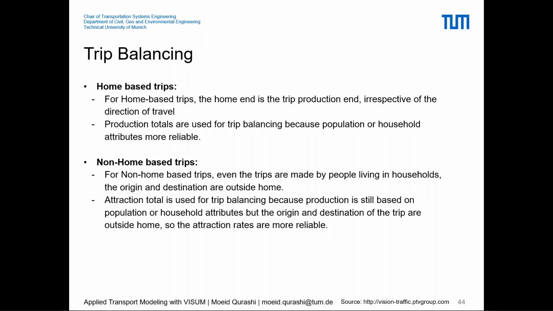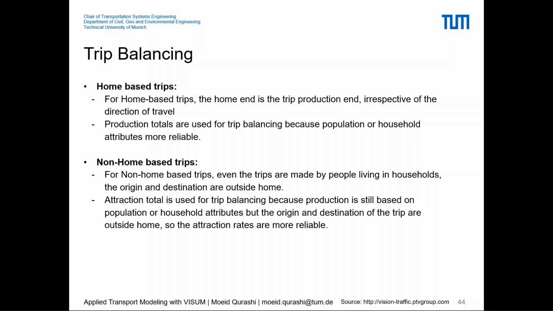do the matrix balancing. And the reason is that we are very reliable that the population and the household attributes are more reliable, and we are more certain that this is the population and this is the production rate based on each population. Attraction rates are first of all more uncertain, and we use a linear regression model to extract the attraction rates.